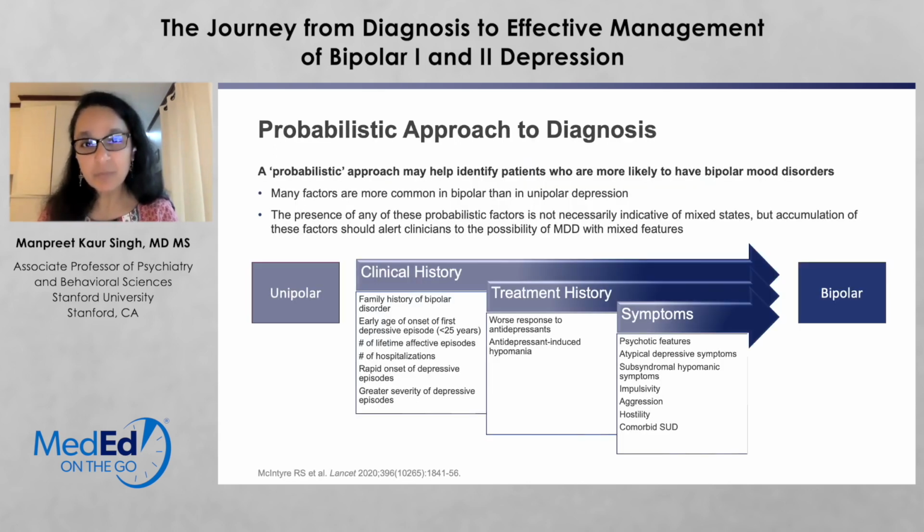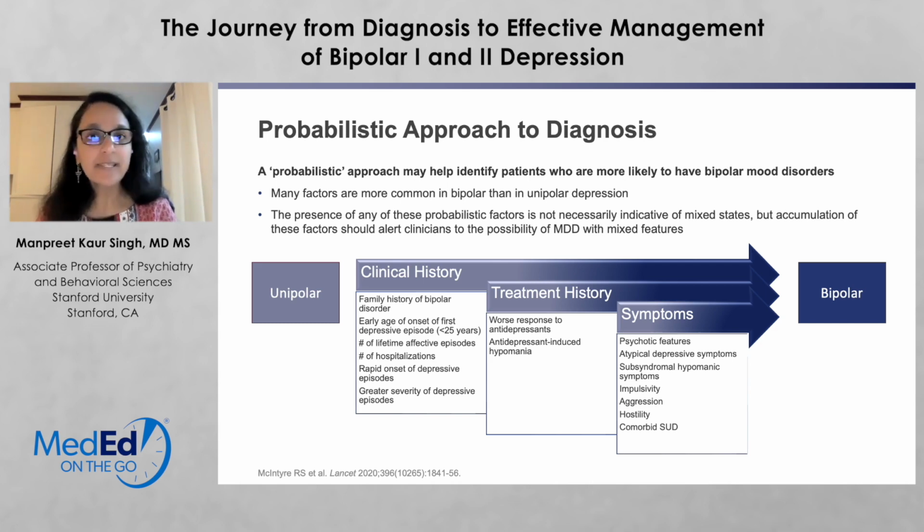We can use probabilistic approaches to help us make an accurate diagnosis. For example, you can use clinical history, treatment history, and symptoms all layered together to arrive at a bipolar diagnosis. Any of these factors in and of themselves aren't necessarily diagnostic, but they help you understand that this is a condition that can have layers of potential risk factors, and being attuned to each of those layers, whether it's a family history, the number of lifetime episodes, the number of hospitalizations, rapid onset of depressive episodes, the greater severity of the depressive episodes, or the quality of the depression, helps you tune in and maybe even stimulate you to think about whether or not you ought to be ruling out bipolar disorder.